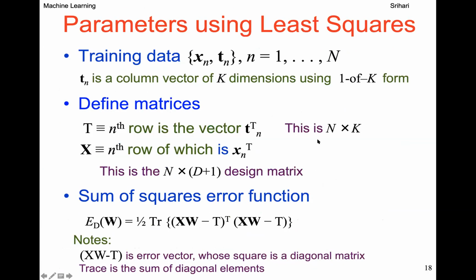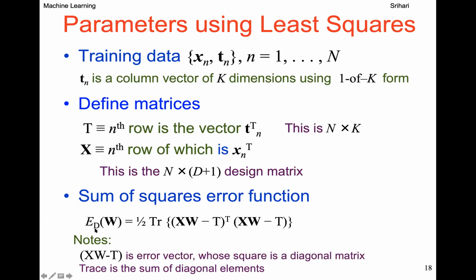So how is that set up? The parameters using least squares: the training data is of this form, xn, tn. Tn is a column vector of K dimensions using the one-of-K form. So we are using the one-of-K representation. Let's say it's a 10 class problem, then we would have a vector of size 10 whose bits are all zero except for one of them corresponding to the class. And we define a matrix capital T, whose nth row is the vector Tn, and similarly x is the nth row of the matrix X. This is an N times D plus one design matrix. We've seen design matrices before. So this is a design matrix, which is this capital X.